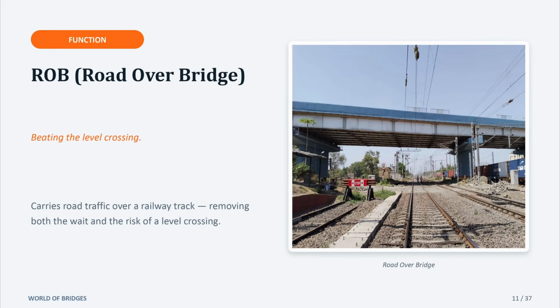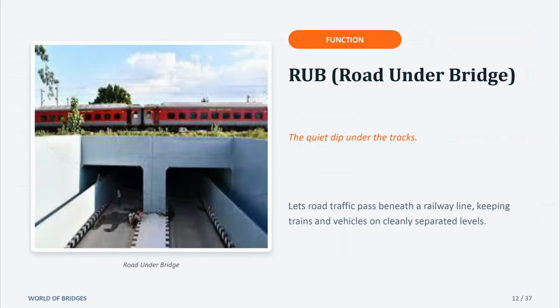ROB stands for Road Over Bridge, a road built over a railway track. If you have ever waited at a level crossing for a train to pass, an ROB is the engineering answer to never doing that again. RUB. The mirror image of the ROB is RUB. Road under the bridge. Same problem, opposite solution. The road dips under the railway line instead of going over it.